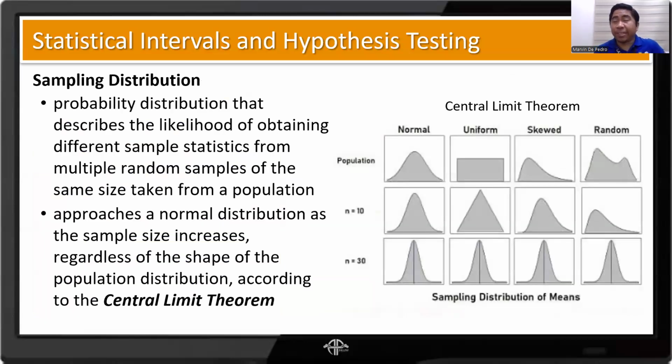So we have some examples in our face-to-face class. But in the meantime, we introduce another term here. We have the sampling distribution. Sampling distribution is a probability distribution that describes the likelihood of obtaining different sample statistics, such as sample mean, sample variance, or sample standard deviation. We obtain those from multiple random samples of the same size taken from a population.